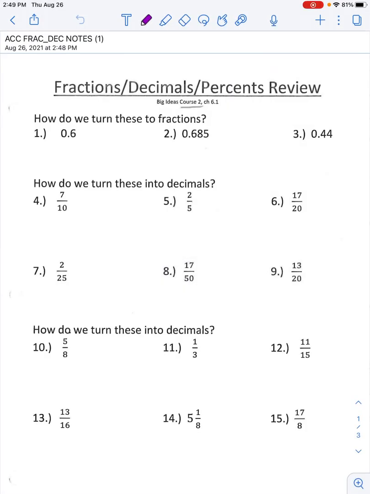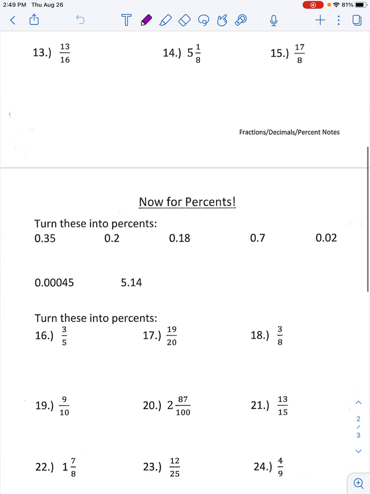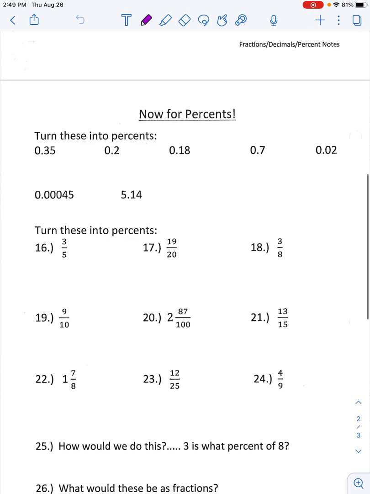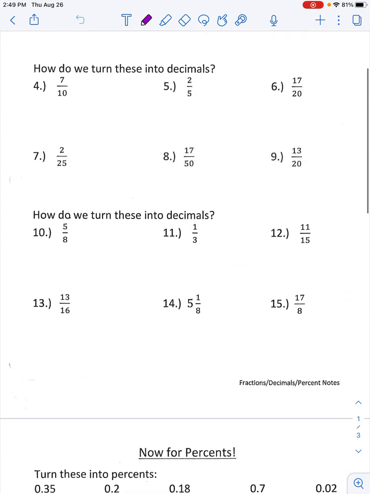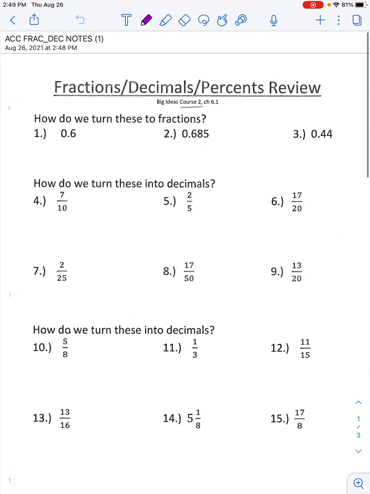Hello, today we are going to take some notes over fractions, decimals, and percents. The notes are quite lengthy if you were not in class, so I am not going to go through all of these, but I will go through enough to where you should start to understand.